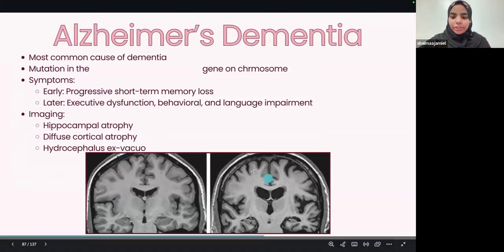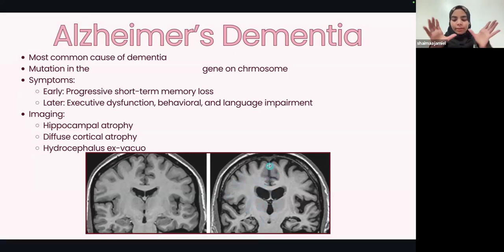As you can see on imaging, you're going to find atrophy, hippocampal atrophy, and also just in general diffuse cortical atrophy, maybe mainly the frontal and the parietal lobe. And you're going to find ventricular enlargement, and this is called hydrocephalus ex vacuo. So where you find enlarged ventricles with atrophy of the cortex.